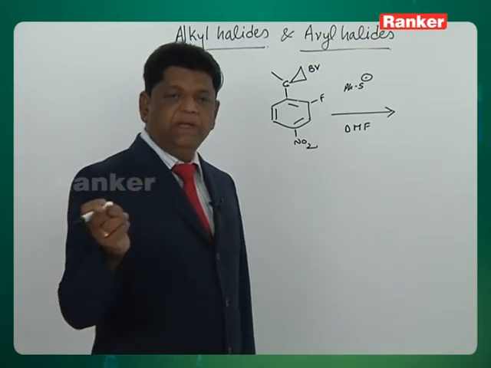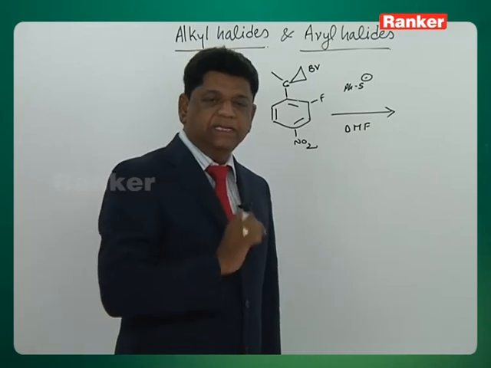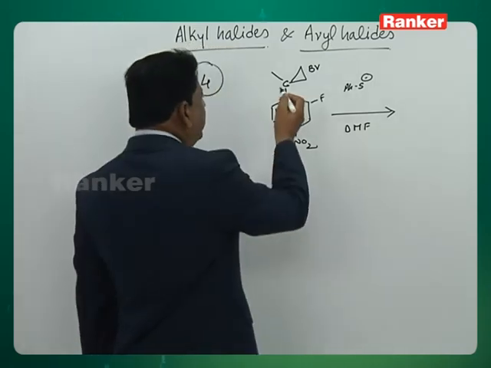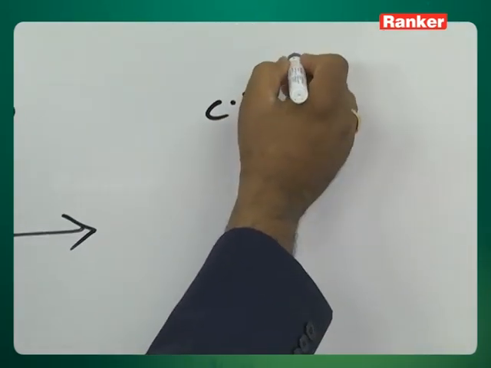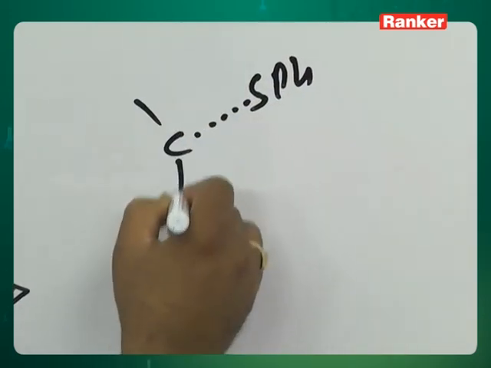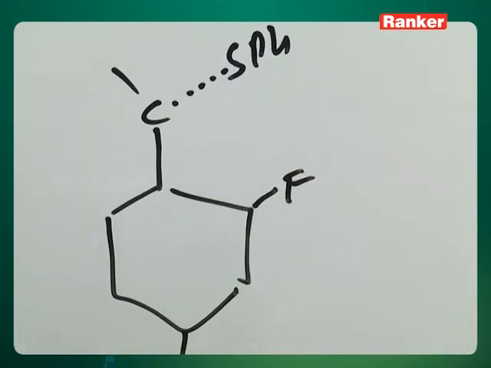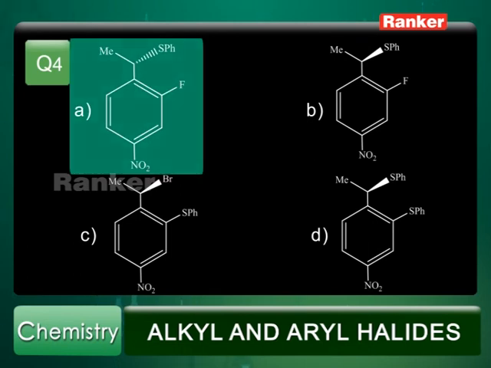But all A, B, C, D are different compounds, and only one compound you have to choose. In such a case, we have to go for A, that is the total inversion, where the bromine has gone, and you will get a phenyl with the sulfur as the answer. The rest will be as it is. The fluoro and the nitro will be as it is. So, option A is the right answer.